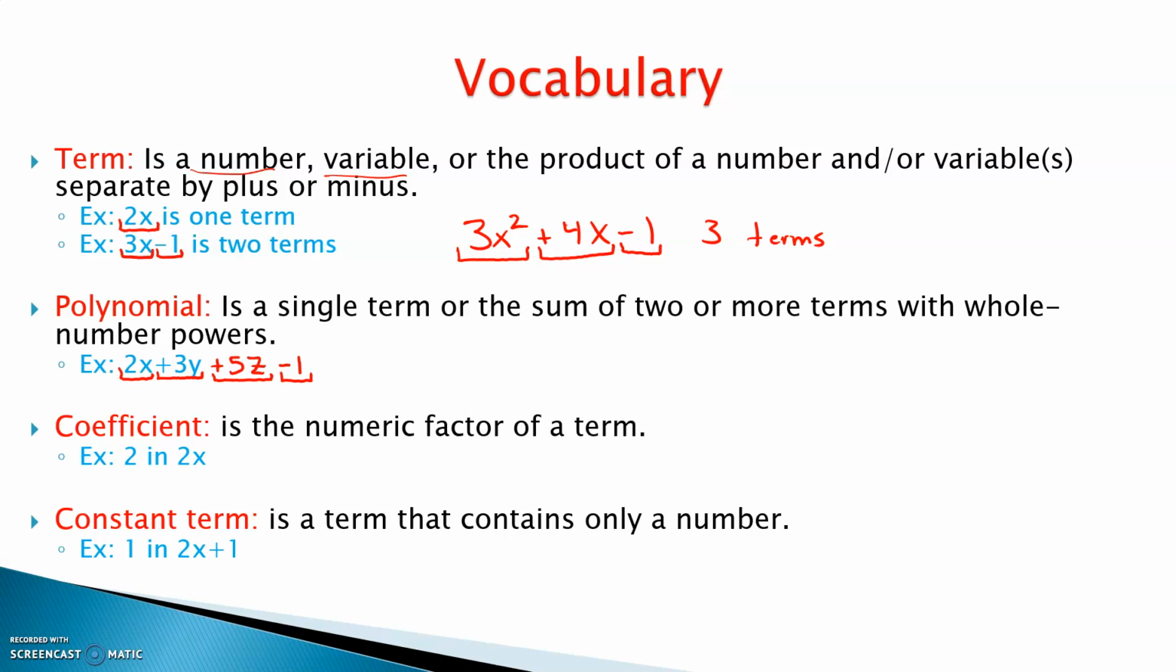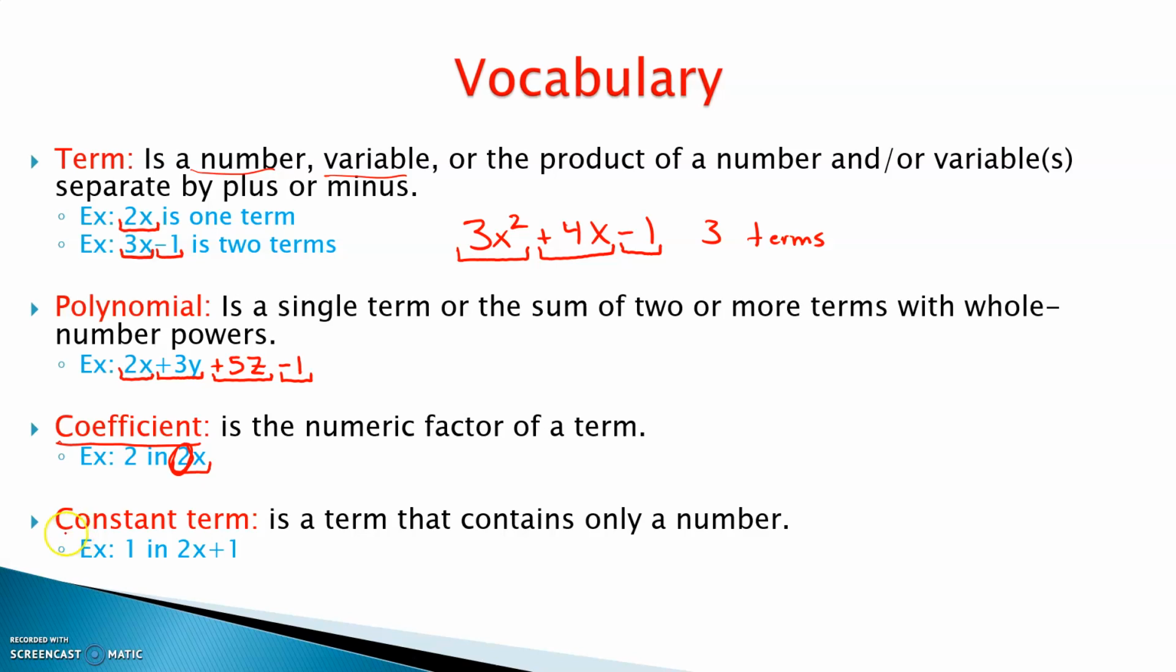The next definition here, coefficient. What is a coefficient? A coefficient is the numeric factor of a term. Basically, it's the number in front of the variable. So if you want to write that instead of this definition, coefficient is the number in front of the variable. So if you have a term like 2x, well, the coefficient is just the number in front. That 2 is what we call your coefficient. And again, I will be using that word a lot for this unit. Coefficients are the numbers in front of a variable.